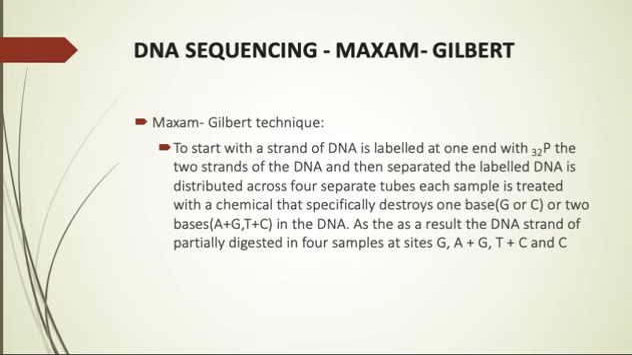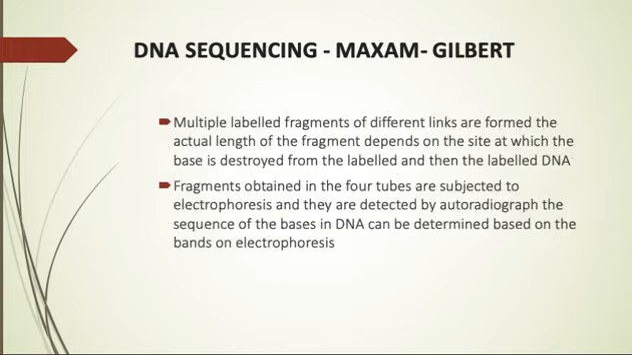Okay, so as a result of this, the DNA strand is partially digested in the four samples at sites G, A plus C, T plus C, and C. So multiple labeled fragments of different lengths are formed. The actual length of the fragment depends on the site at which the base is destroyed from the labeled end, and then the labeled DNA is obtained. So the fragments obtained in four tubes are subjected to electrophoresis and then they are detected by autoradiograph.